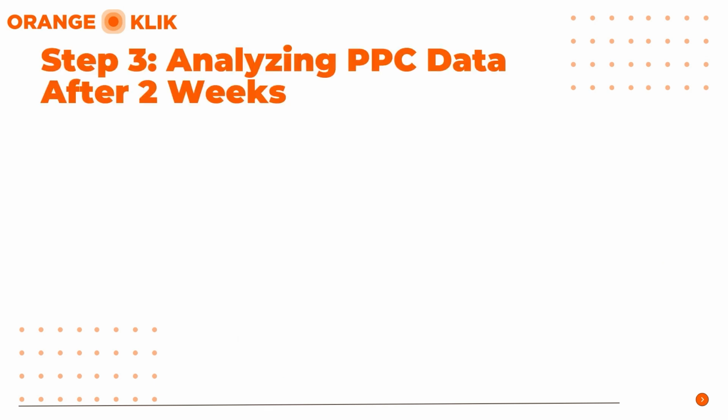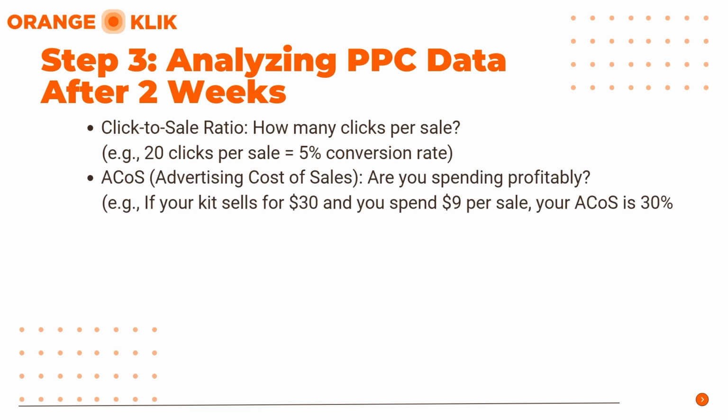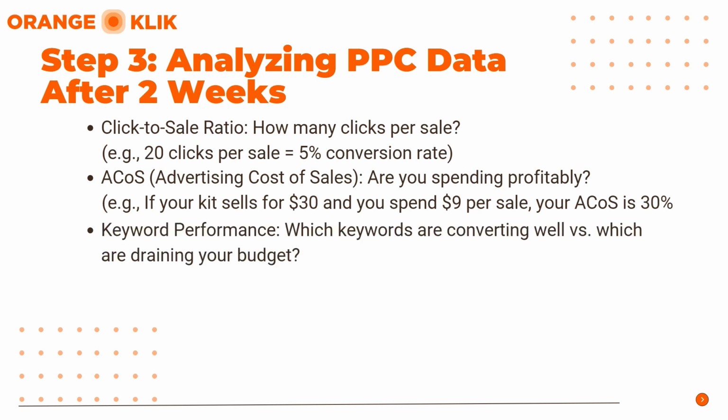After 2 weeks, analyze your PPC campaign data to make strategic optimizations. Key metrics to monitor are click-to-sales ratio, how many clicks per sale. For example, 20 clicks per sale is a 5% conversion rate. Another metric is ACoS, or advertising cost of sales. Are you spending profitably? For example, if your kit sells for $30 and you spend $9 per sale, your ACoS is 30%. The next metric is keyword performance, where you ask yourself which keywords are converting well versus which are draining your budget.